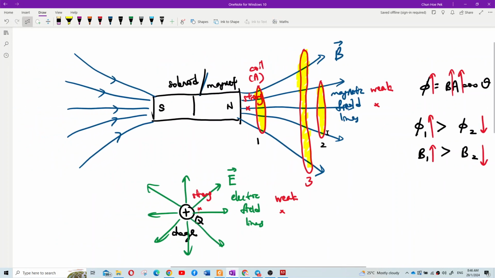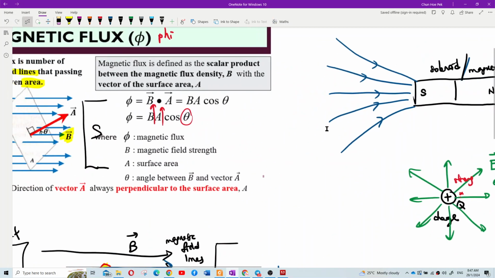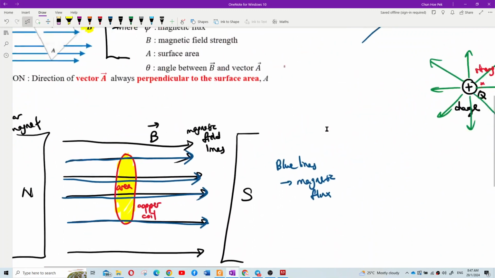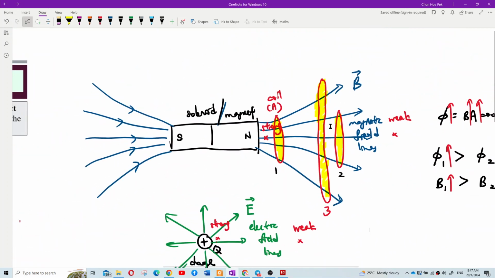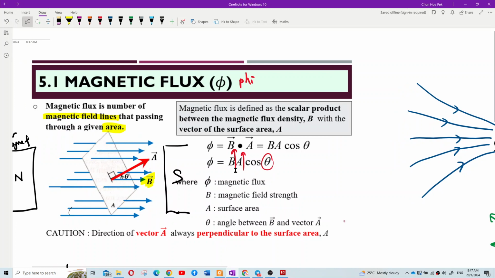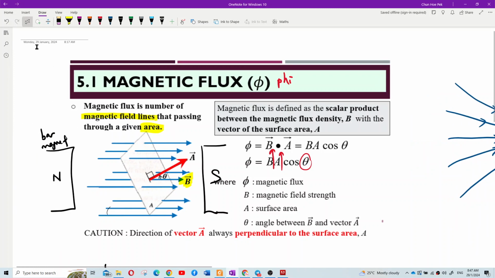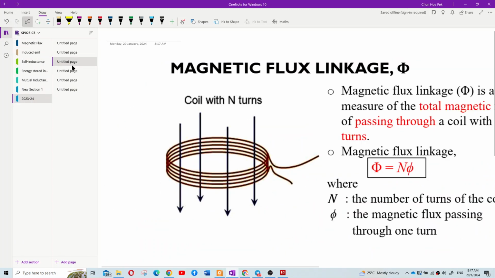Okay, that's all. Now I want to move on to the next part. Hopefully you understand: either you use a strong magnetic field or a bigger area, then you have more flux. Magnetic flux is the number of magnetic field lines passing through a certain area. That's it.